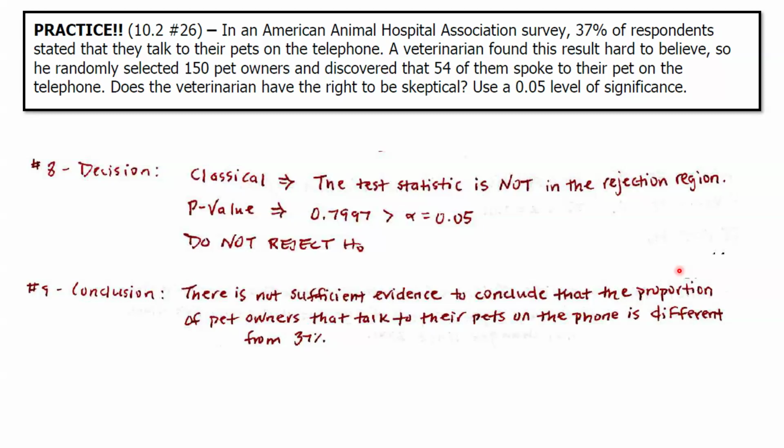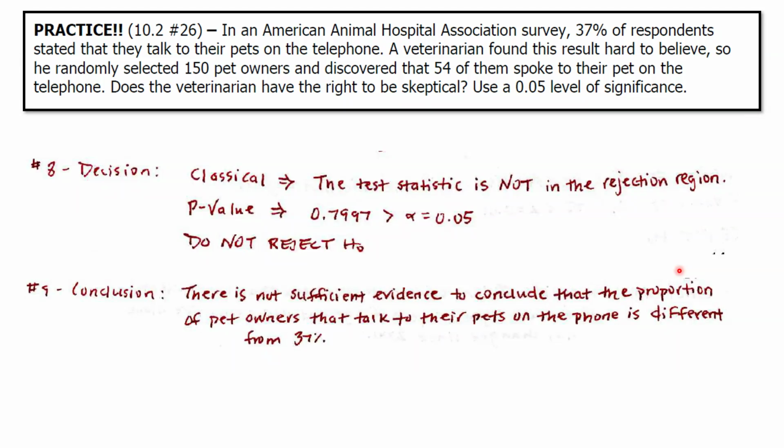Okay, so let's understand this example just a little bit more. So what were we testing? We were testing the veterinarian is skeptical that 37% of pet owners talk to their pets on the phone. What did we find? In the vet's sample of 54 out of 150, which is roughly 36%, talk to their pets on the phone.